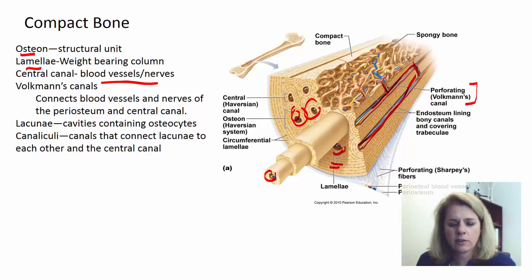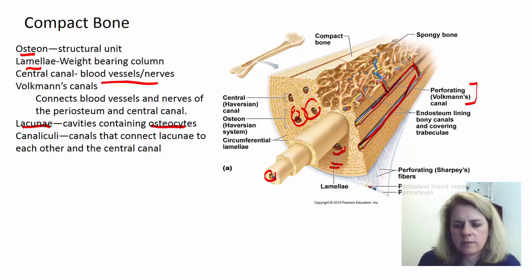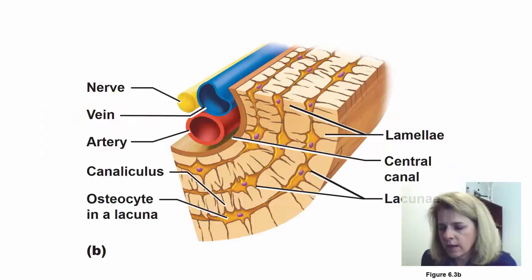You have a lacuna, and if you look at a lacuna, that's one of those little cell homes for the osteocytes. I'm going to blow this up in the next picture. And then you have canaliculi, which is a way for these lacunae to be connected. So let's blow this up.